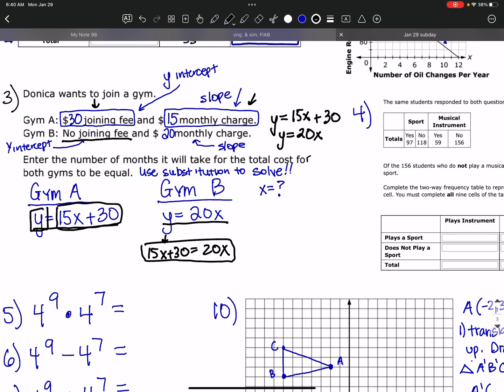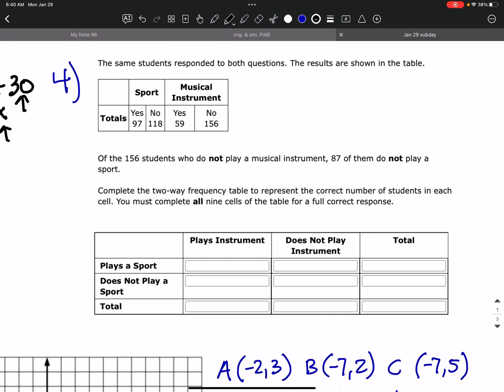We will do more of these problems where you have to be able to set up the equations, which will be the next step of hardness. Number 4, fill in. So this box right here that I'll do in blue is I have to know how many people play an instrument.